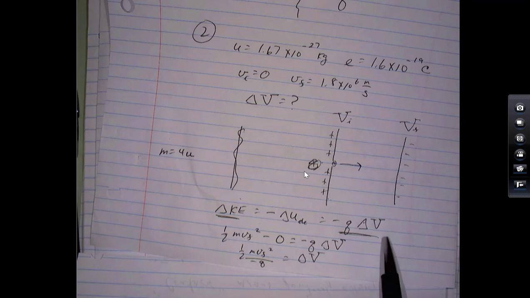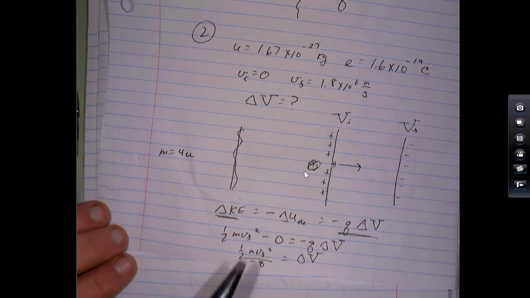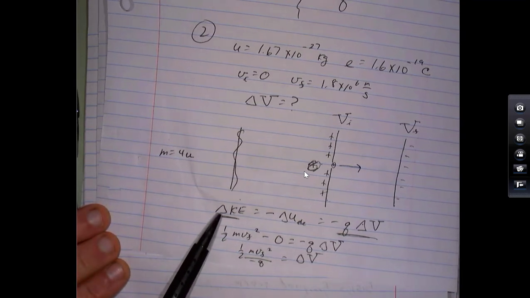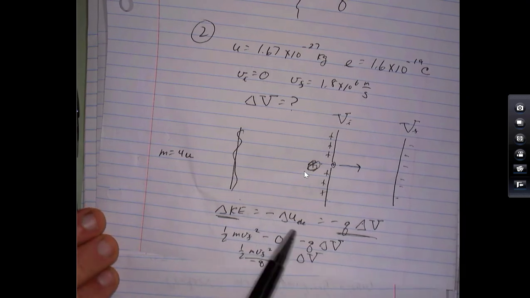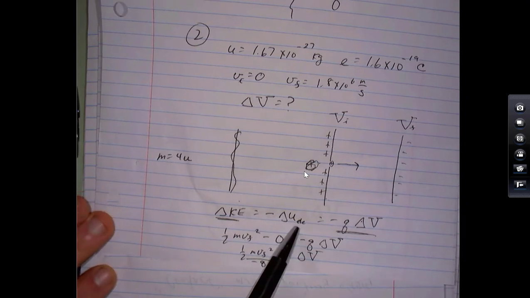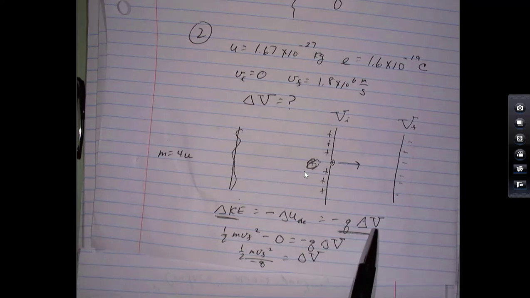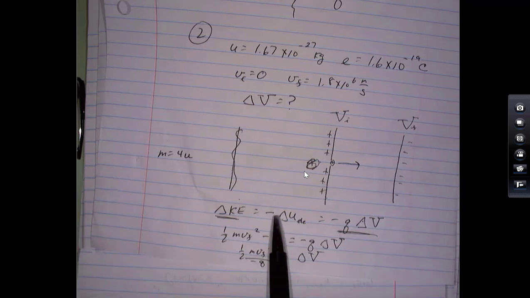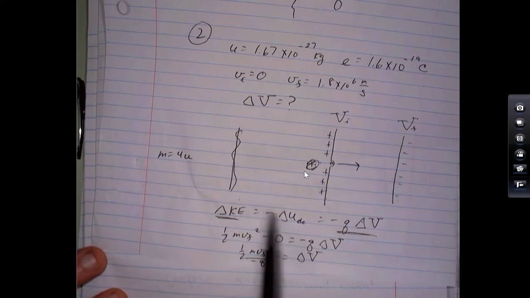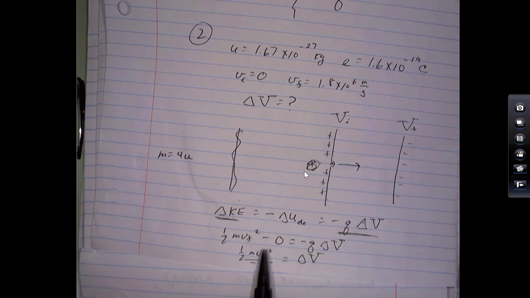We'll see if that actually happens when we put our numbers in. Okay, so here's the formula. The change in kinetic energy is equal to minus the change in electrical potential energy. And from this chapter, we know the change in electrical potential energy is Q times delta V, so that this minus sign is in the formula. This minus sign is from the formula.